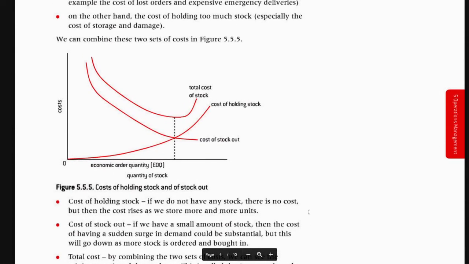Okay, I want to look at this graph here. Now you won't ever have to reproduce this graph, but it's good for conceptual understanding. We've got a line here, which is our total cost of stock. Again, it would make sense, due to economies of scale, that the more you have, the lower your total cost per unit is going to be.